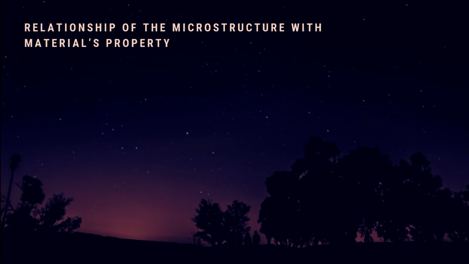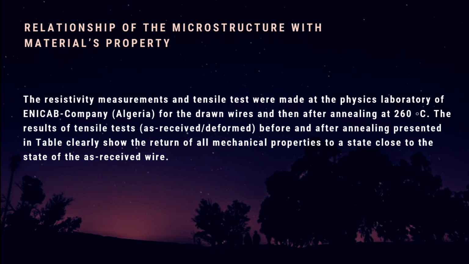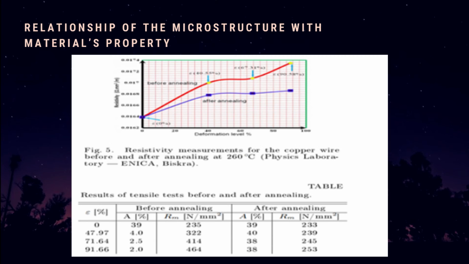Another relationship that we can deduce from the relationship of the microstructure and the copper wire is the tensile test and the measurement of the electrical resistivity. The resistivity measurements and tensile tests were made at the physics lab of ENICAB company in Nigeria for the drawn wires and then after annealing at 260 degrees Celsius. The results of the tensile test before and after annealing are presented in the table shown in the slide. The results of the resistivity before and after annealing at 200 degrees Celsius are illustrated in figure 5.